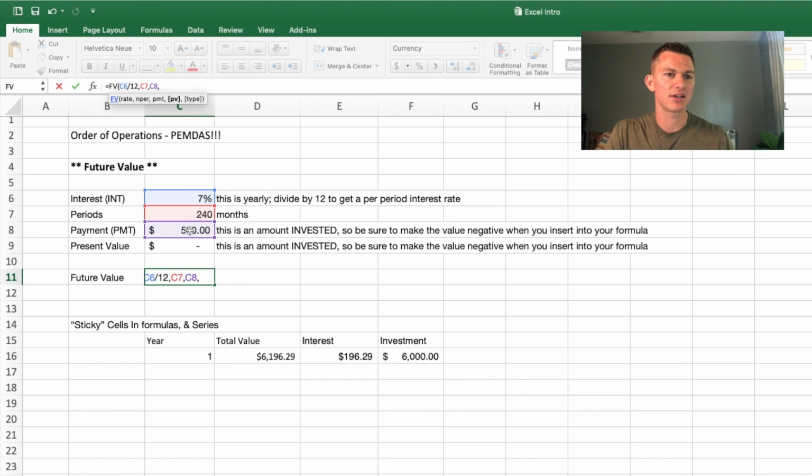Now, why am I clicking on these cells instead of just writing in the numbers? Well, I could do that. Instead of doing C8, I could do 500.